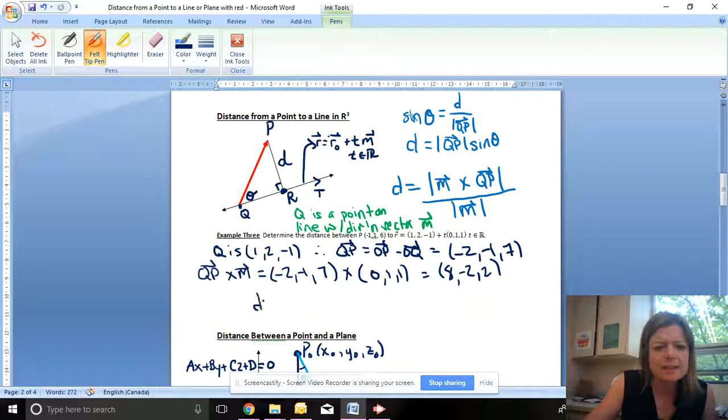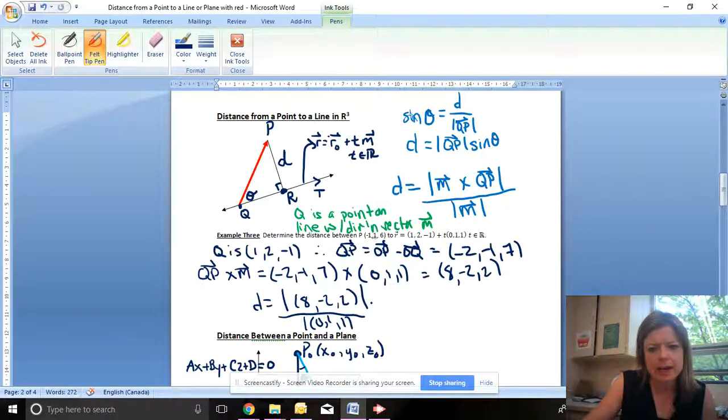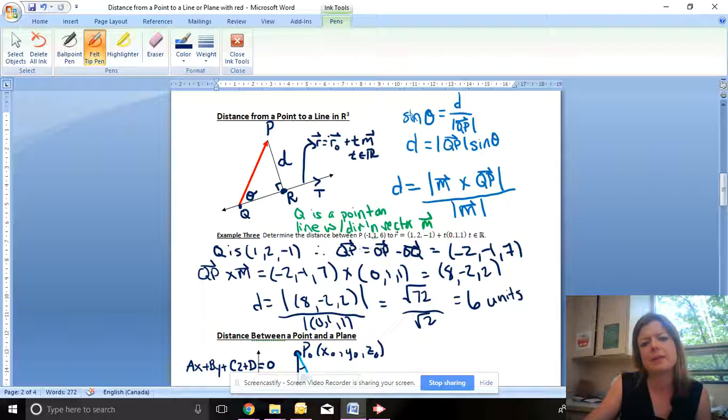Then the distance is the magnitude of (8, -2, 2) divided by the magnitude of M, (0, 1, 1). This gives us root 72 divided by root 2, which is 6 units. So the distance between this point and this line in R3 is 6 units.